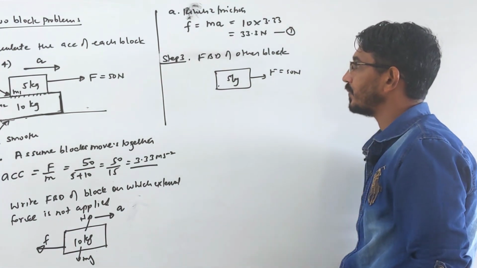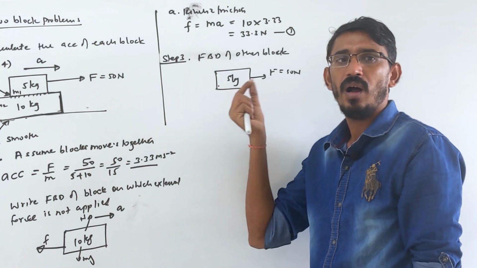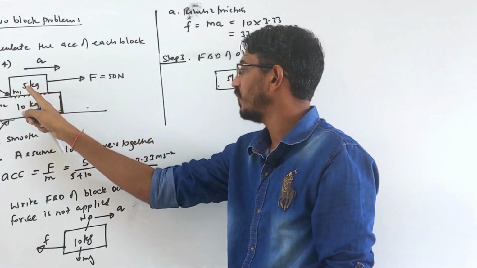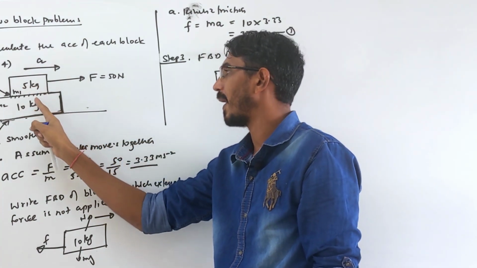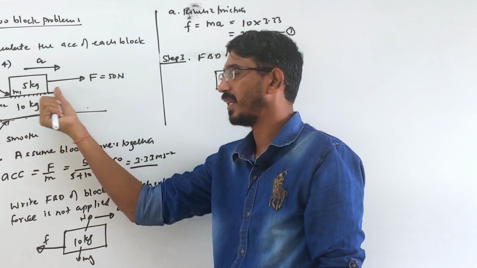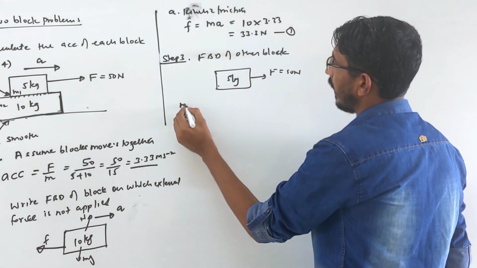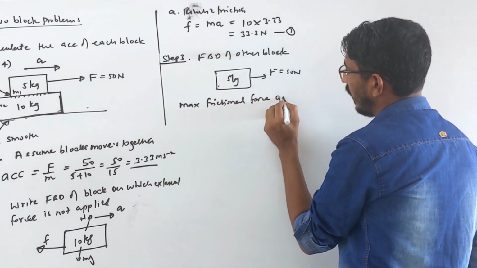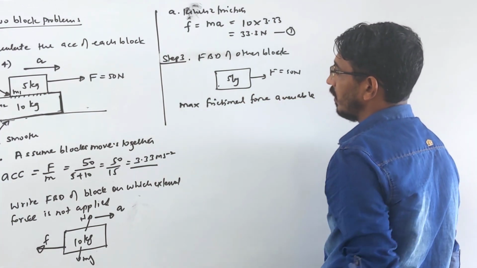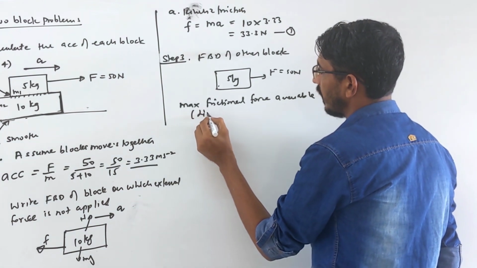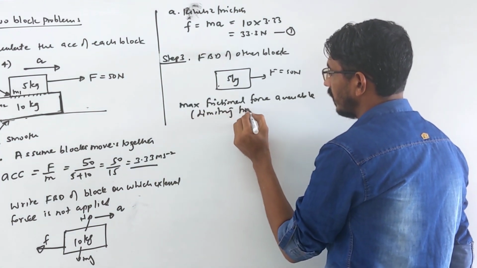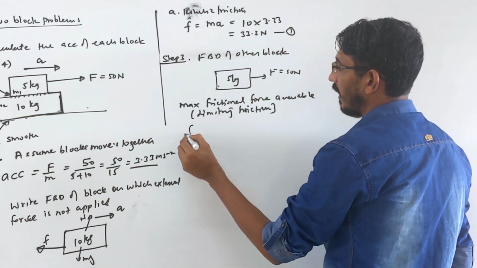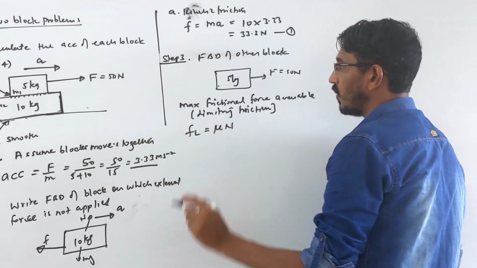So what we have to do here is tell how much maximum frictional force this block can apply on the other block, because frictional force is only dragging them, right? So you have to calculate the maximum frictional force available. This is called limiting friction. Simply we are calculating how much friction is available from this body to the other body. So FL we write as mu into N. This formula you have to write.